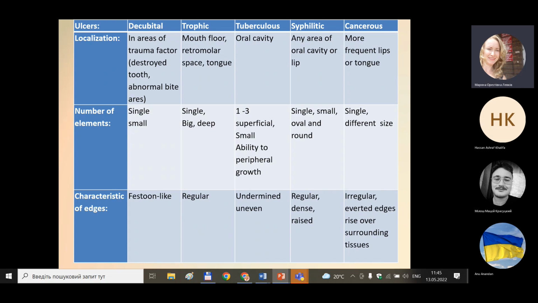I just took it and translated. So such different ulcers: decubital, trophic, tuberculous, syphilitic, and cancerous. And from this we can find out the information about trophic ulcer. So localization: mouth floor, retromolar space, and tongue. Number of elements can be single, it can be big and deep. And edges, regular.